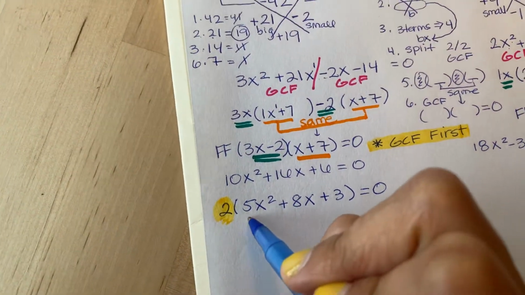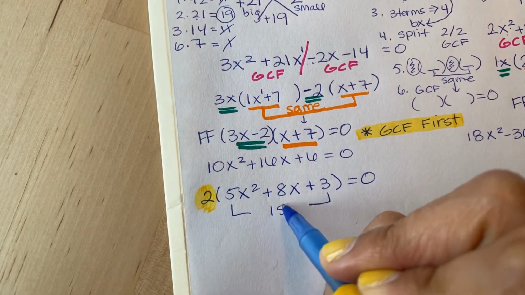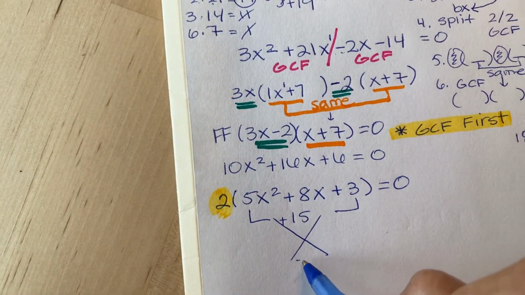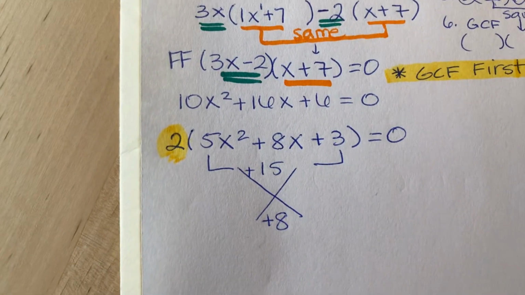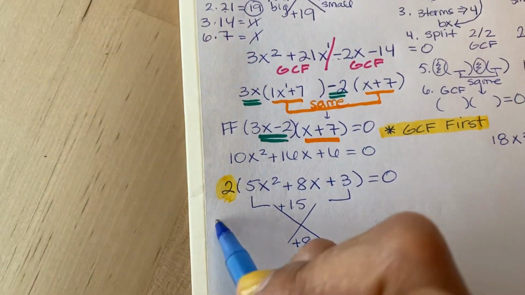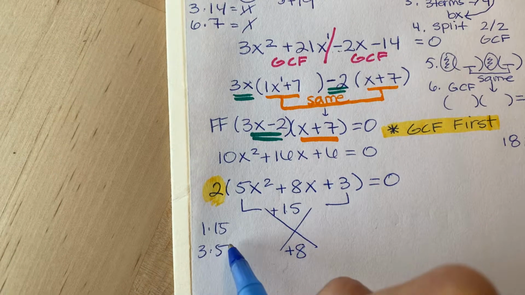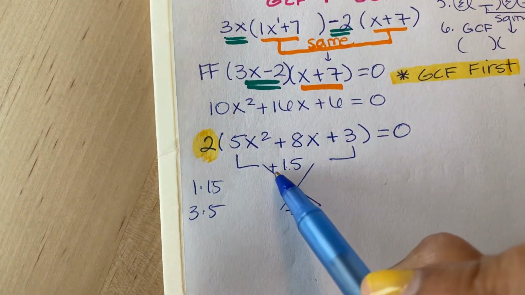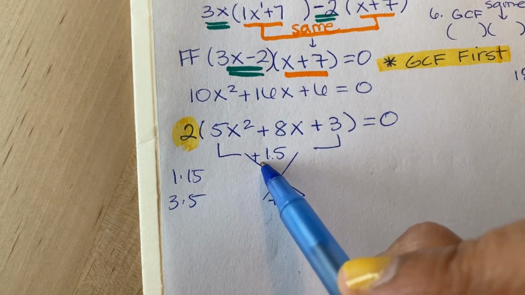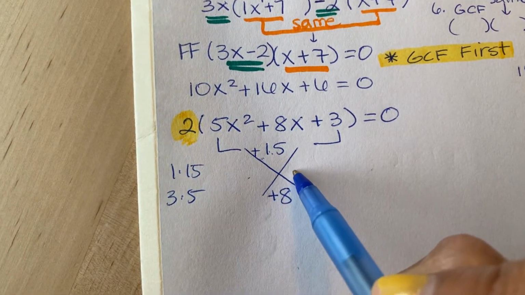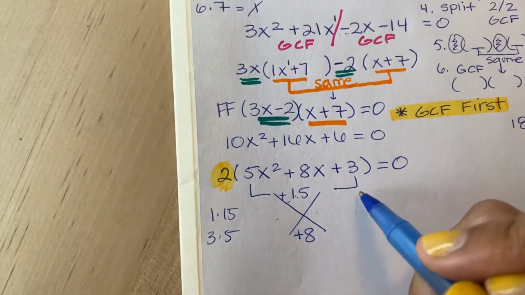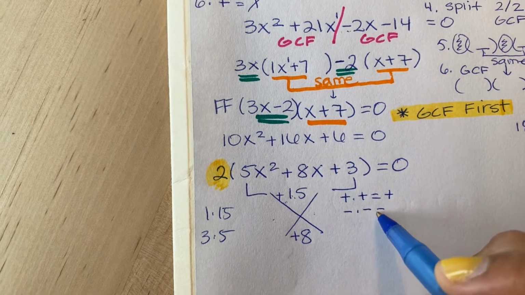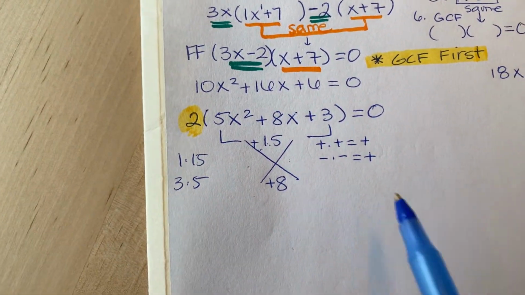Okay, here we go, A times C. 5 times 3 is positive 15, correct? My B value is positive 8. Okay, how do I get 15? 1 and 15, and 3 and 5. That's it. Now since 15 is positive, the only way you get a positive product is by positive times positive or negative times negative. Positive times positive is positive, and negative times negative gives you a positive. So these are my two options.